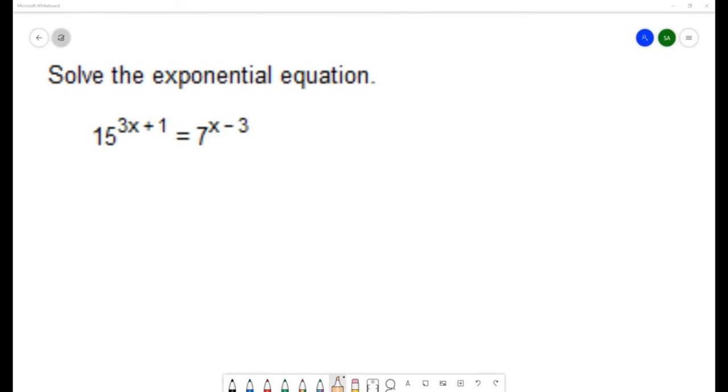Now on this example, we want to solve the exponential equation 15 to the 3x plus 1 equals 7 to the x minus 3. Now, with exponential equations, there are three main methods that I keep in my back pocket for solving them. So the three methods are: one, we try to make the bases the same.